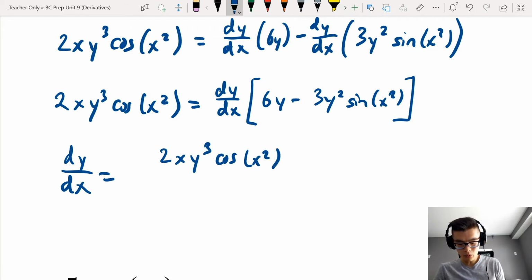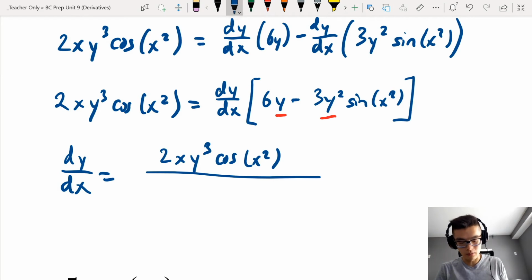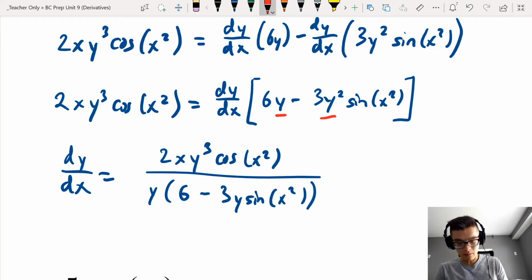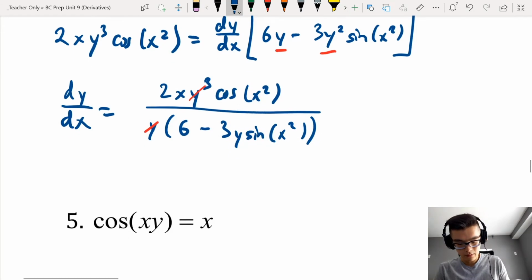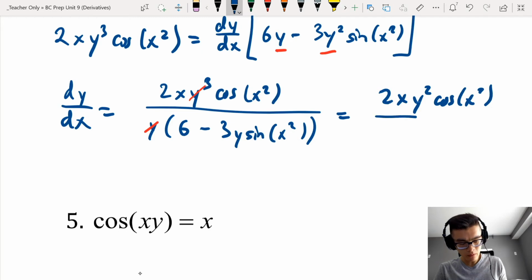And I'm going to do two things in one. Hopefully you've noticed at this point that there's a y term here, so you could factor out a y, 6 minus 3y sine of x squared. And hopefully you see that even though it's a crazy division problem here, you can cancel out one of the y's. So really, you're left with 2xy squared cosine of x squared divided by 6 minus 3y sine of x squared.